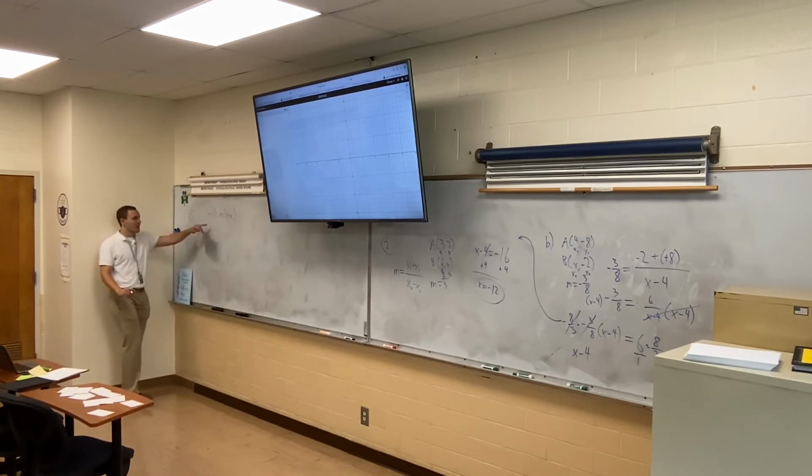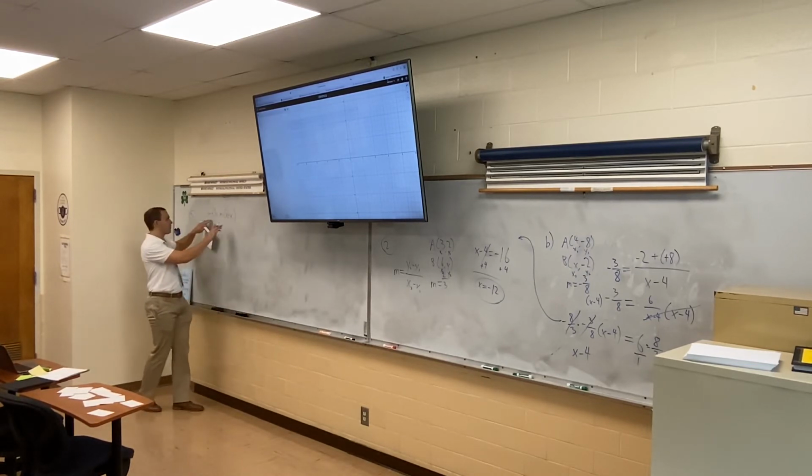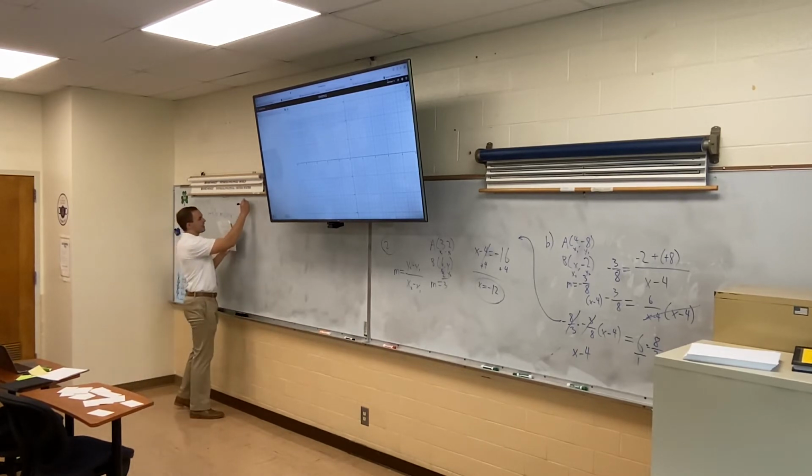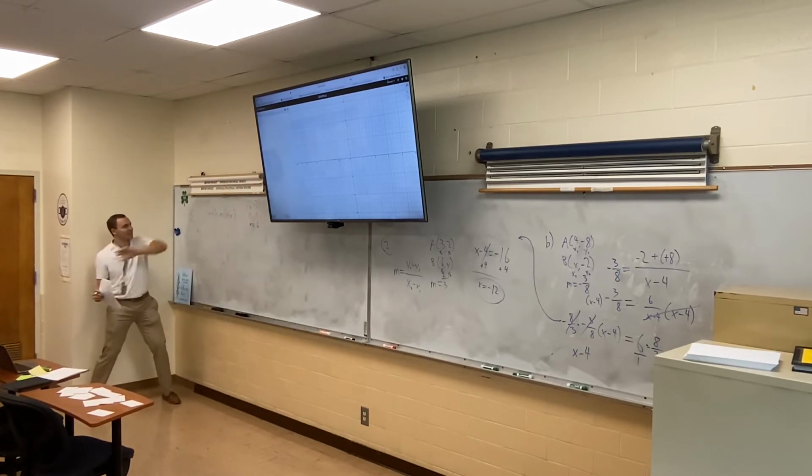Okay, so x1 and y1 are my particular points that I'm given. Here, I'm given 6, negative 2. So 6 is going to be my x1, and negative 2 is going to be my y1. And the slope they give me is 6. M equals 6. So just take this, slap it in.